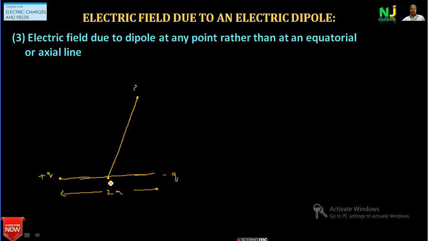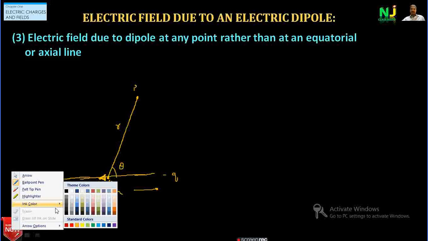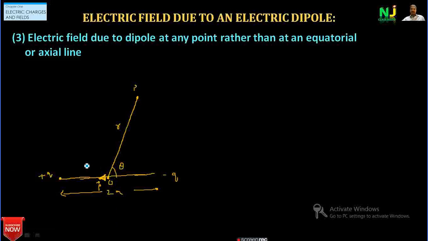The dipole moment always acts from the minus q charge to the plus q charge. Already we know this is called the P vector. Now at the point P, we are going to find the electric field due to the dipole. It is neither on the axis nor on the equatorial line. For that, let us draw a line perpendicular to the line joining the point P and the center of the dipole. Now look at here, this is the direction.